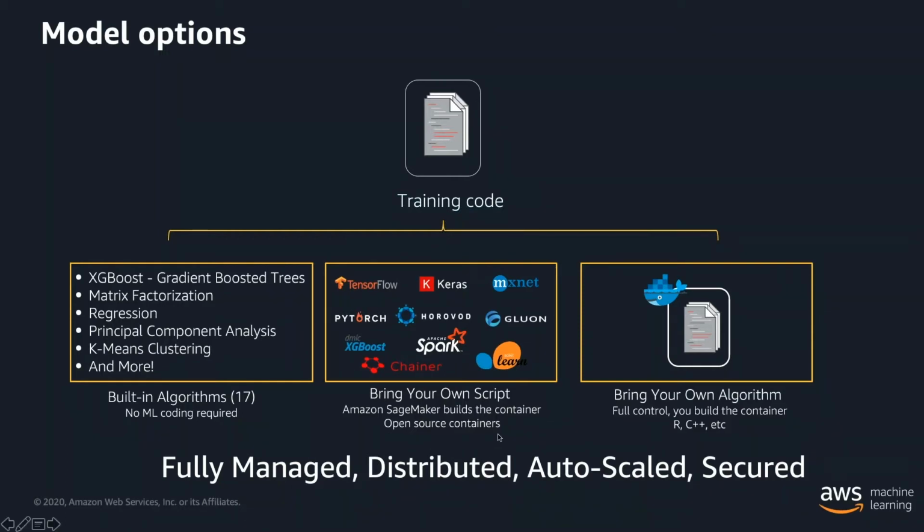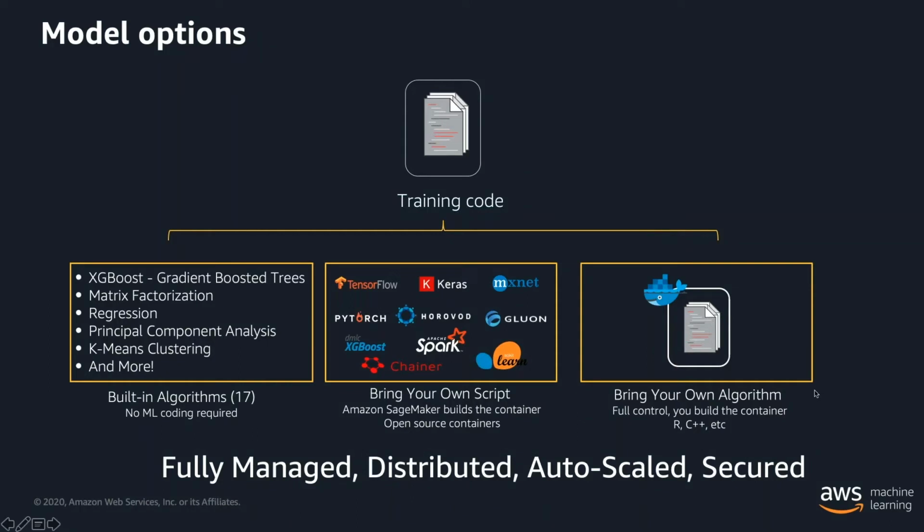So it's a Docker container that we as Amazon have built for you. These are open source, so you can have a look at them as well. But from your script, it's very easy to use this model. It's really bring your own script. There are just a few changes to bring to your code, and then that's it. You can run on SageMaker.